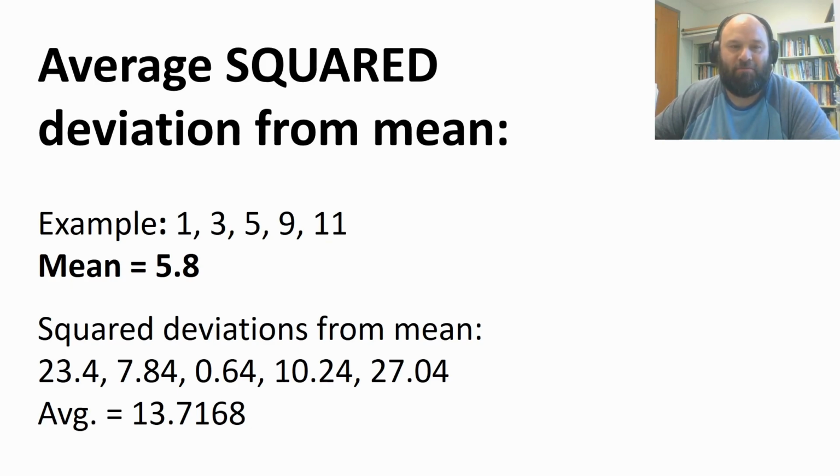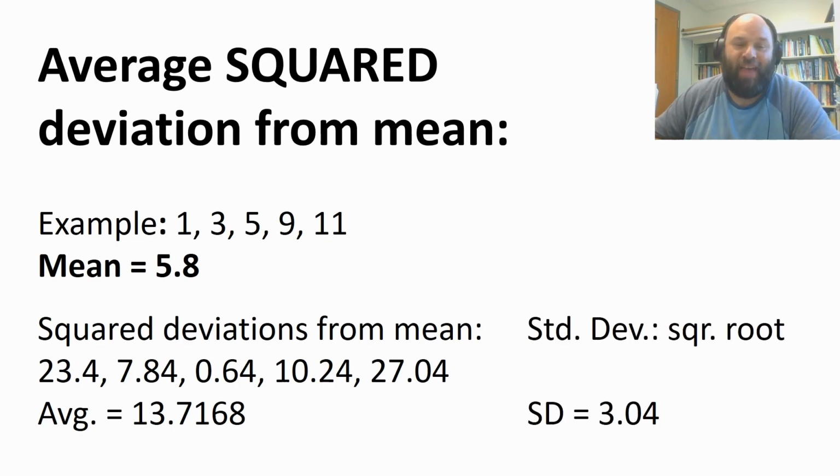If these were real numbers, numbers out of the real world, and they had units, let's say these were the number of ladders at different fire stations in a county. Well, our squared deviations, that average is going to be squared ladders. Well, that doesn't make a lot of sense. So we need to get back into the units of the original observations. So to do that, we just take a square root of this average. That's the standard deviation. When you take the square root, in this case, you get 3.04.